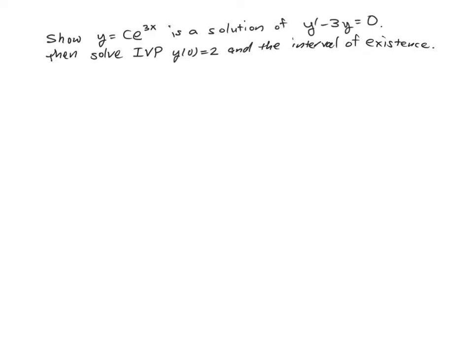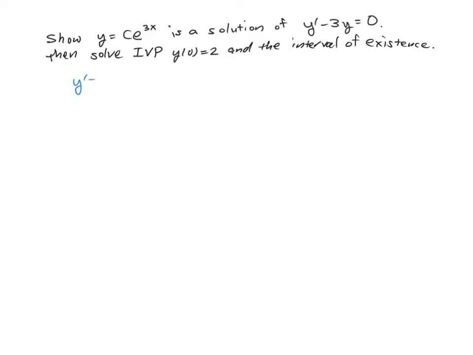Okay, so for this first problem, we want to show that the given function y equals c times e to the 3x is a solution of the differential equation y prime minus 3y equals 0. And unlike in algebra where you want to substitute a number in to show that an equation is true, this time we want to actually take the function and its derivative, substitute those in, and show that they make the equation true. So we're first going to need to get our y prime, and y prime is pretty simple.